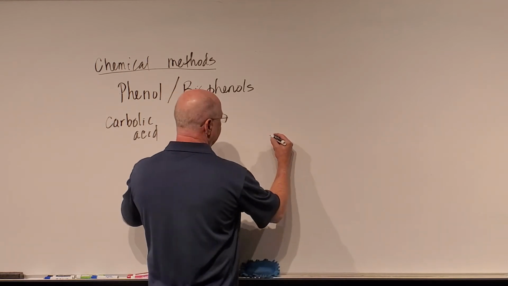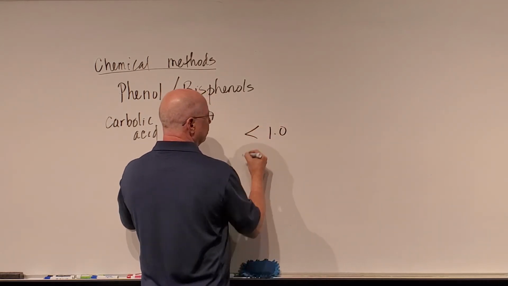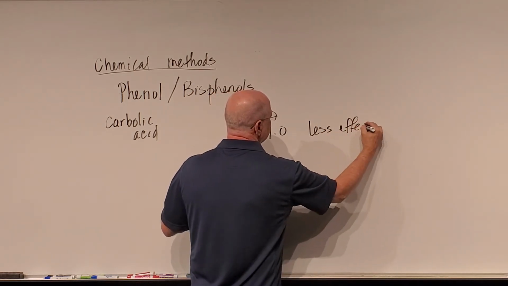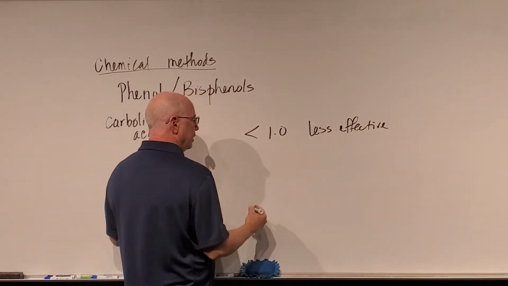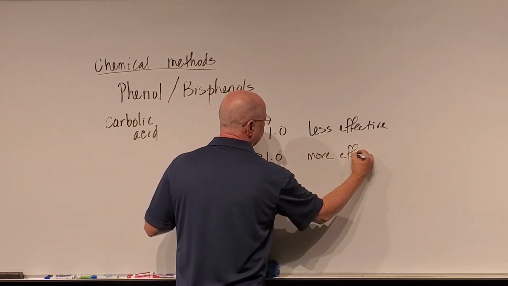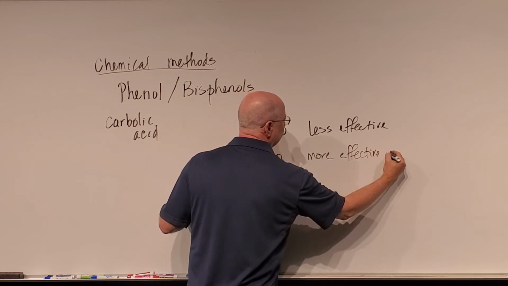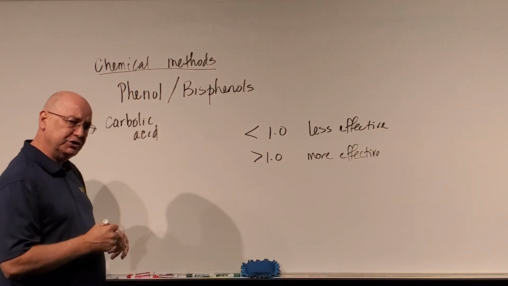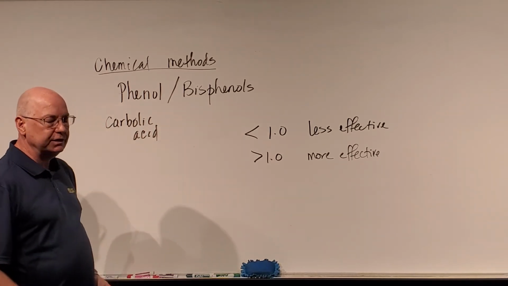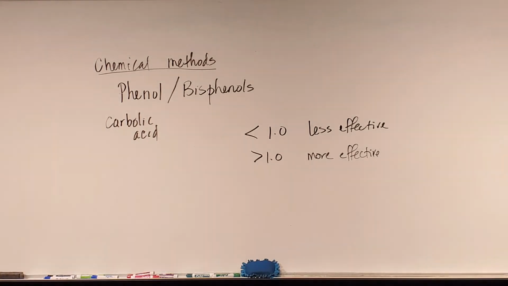So when we talk about phenols, we talk about the phenol coefficient. If something has a phenol coefficient less than 1, that means it's less effective than the phenol. If it's greater than 1, then it is more effective than the phenol. Okay? So sometimes when you look at the effectiveness of a germicide, you can look at its phenol coefficient and tell if it's really, really good at killing the germs or if it's not. Again, this is all relative to a certain time and concentration. I don't want to get into those details.